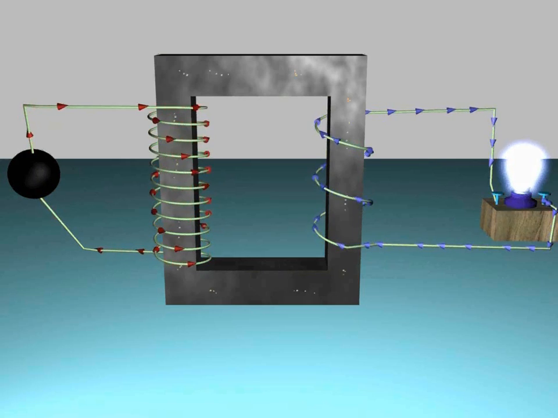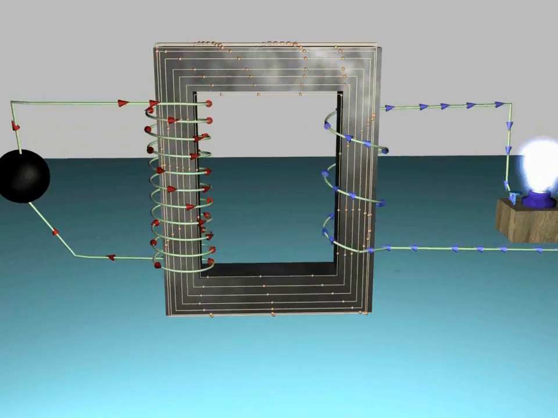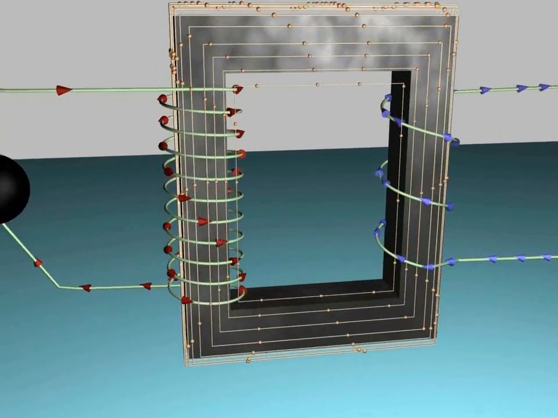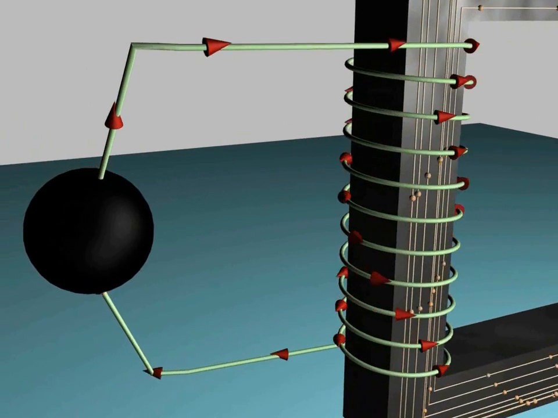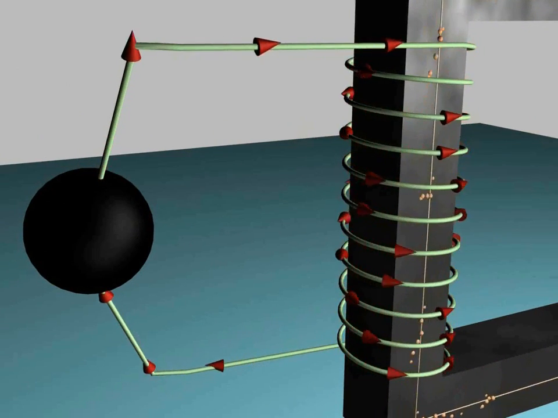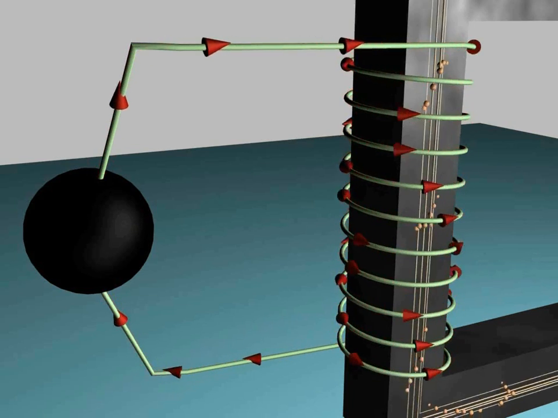A transformer is an electrical device that is used to change the voltage supplied to a higher or lower value. The electrical device does not work except on AC current, so it needs an AC power supply, which is represented in the animation by the black sphere.